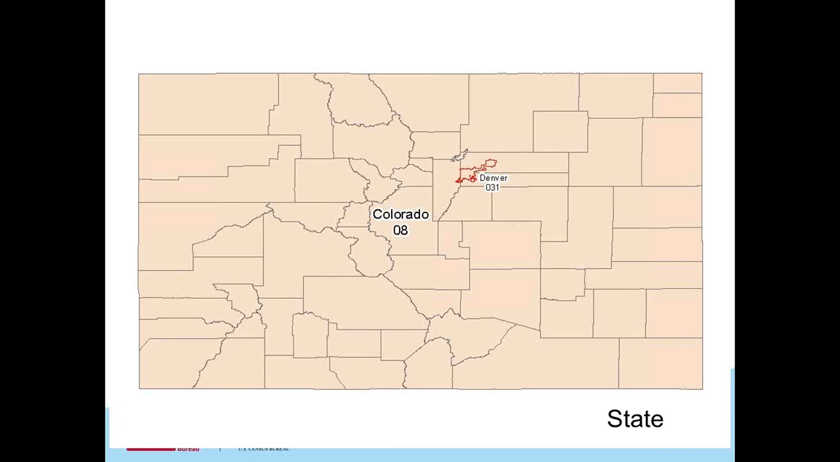So the FIPS code for Colorado is 08. The FIPS code for Montana is 30. And notice I said 08, I really should have said 08. That's going to be important for states like Colorado and Arizona, not so much for Montana because Montana is 30, but you'll see why in a little bit. Denver County also has a FIPS code, and it is 031. And there it sits within the outline of the state.